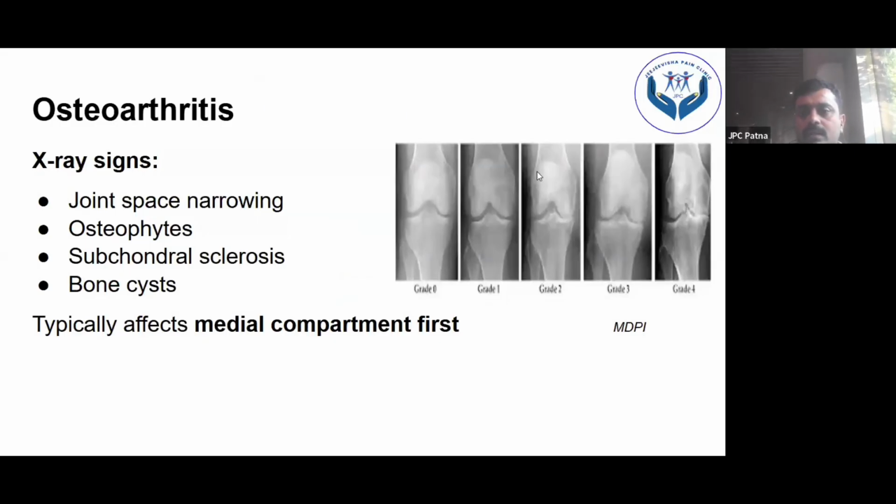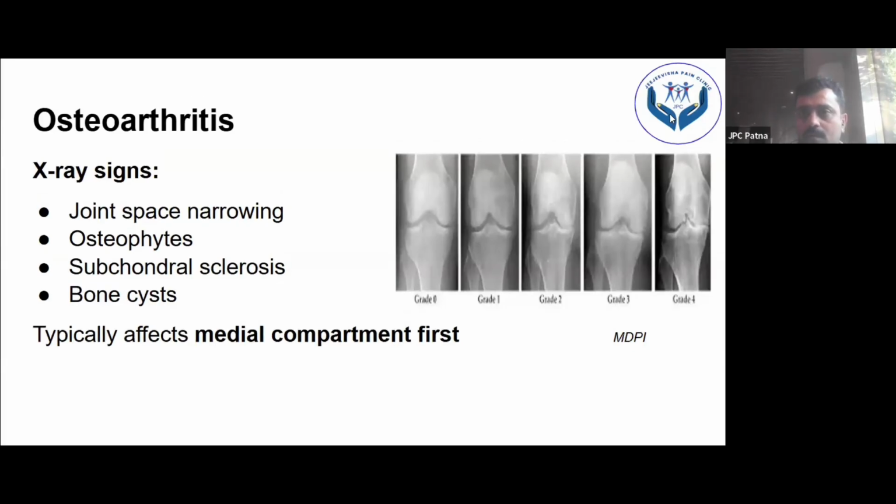Another thing is grading. In grade one, some osteophytes will be there. In grade two, there will be a decrease in joint space, and grade three will be worsening, and grade four will mostly need TKR.